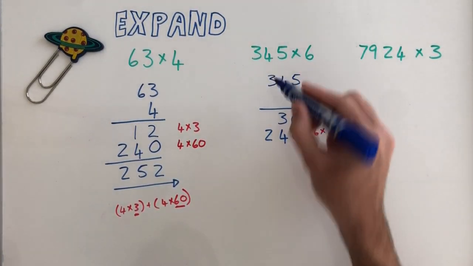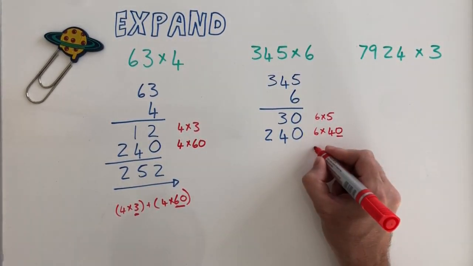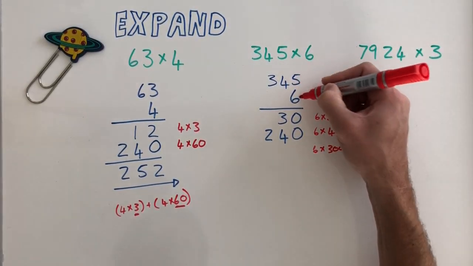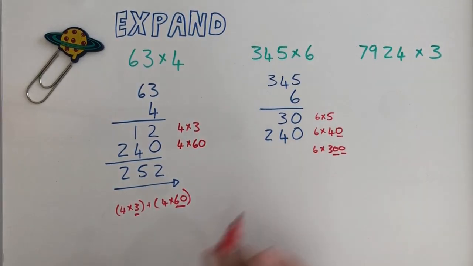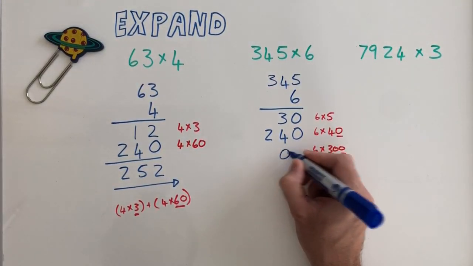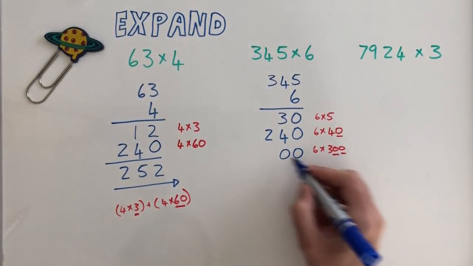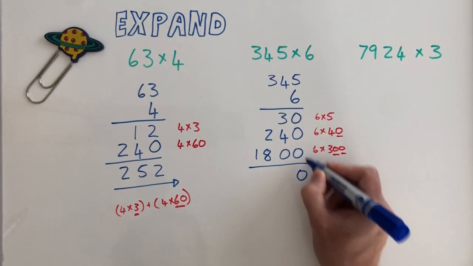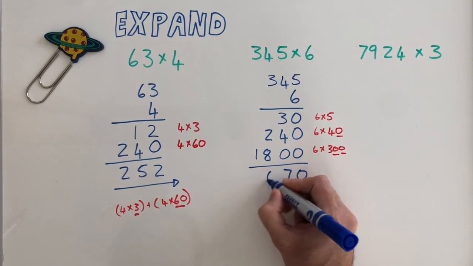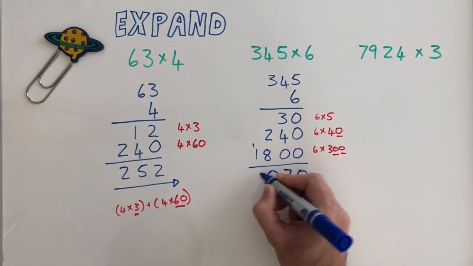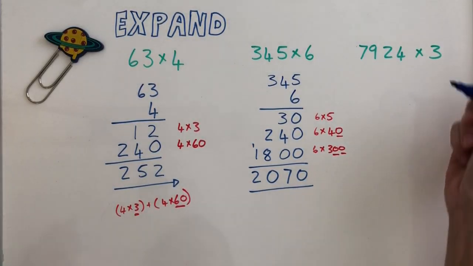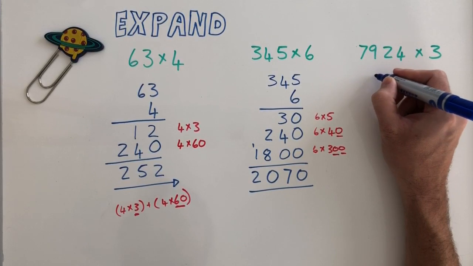And then 6 times 4 is 24. And for the last one, it's 6 times 3, but it's not really 3, it's actually a 300. 6 times 300. So I'm writing those 2 zeros for myself there already. And then 6 times 3, I know, is 18. And then I just add everything. So that's a 0, that's a 7, that's 10, I carry the 1, and that's a 2. So 2070. Very simple.